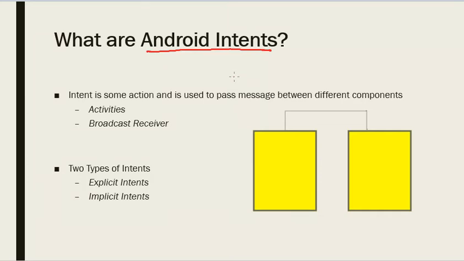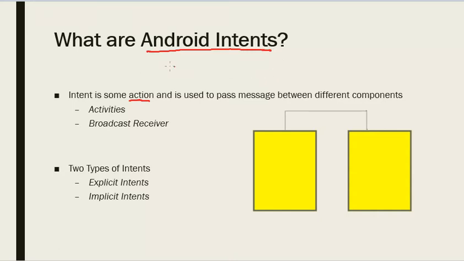So what is the definition here? An intent is some action or operation, and it is used to pass messages between different components. Of course, you can pass any kind of message: strings, integers, objects. Using intents, you can pass them from one object, for example one activity, to another in a simple way.